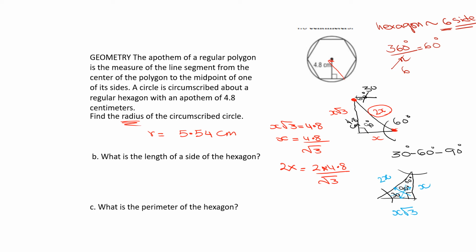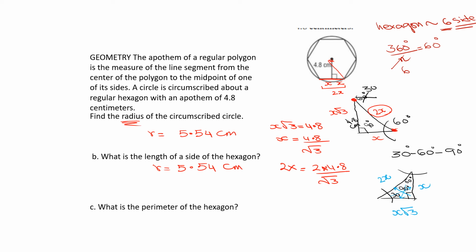If this side is x, the other side is also x. So this is x, this is x. It means one side of the polygon in total is 2x, and 2x means the same thing, right? That is 5.54. So one side is 5.54 centimeters.